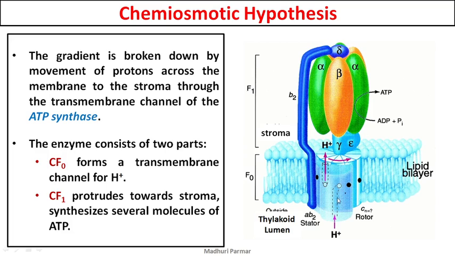Now what will happen? When H+ enters from the thylakoid lumen, because remember the thylakoid lumen has higher concentration of H+, there is a sort of channel shown here, a straw-like structure. Through this straw the H+ will go and bind here. When it binds, this whole cycle-like structure will move.